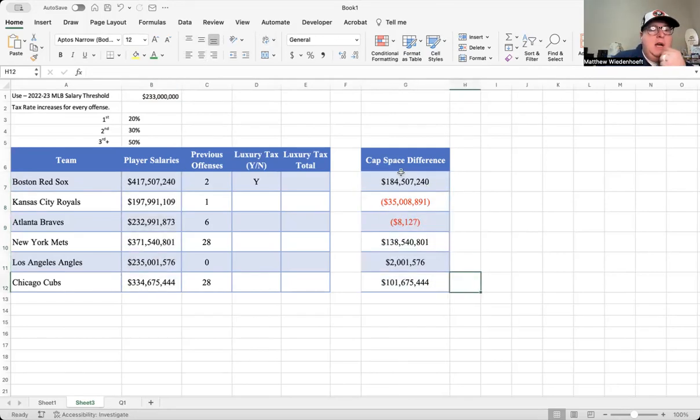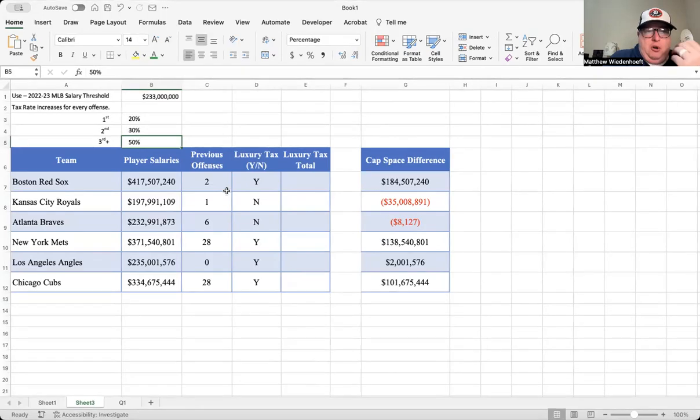All right. So here's what we know. Luxury tax? No. Luxury tax? No. Luxury tax? Yes. Luxury tax? Yes. Luxury tax? Yes. Okay, great. Now we need to know what percentage it is going to be. Is it going to be 20%, 30%, or 50%?